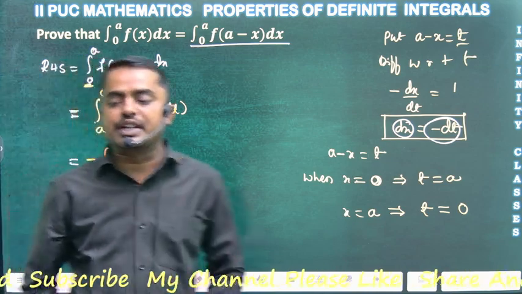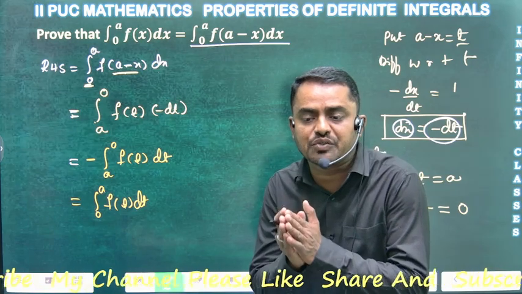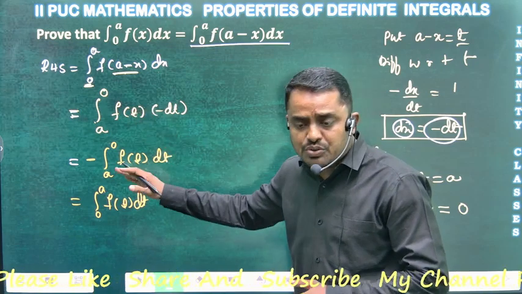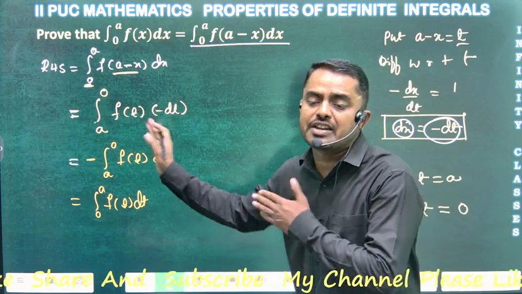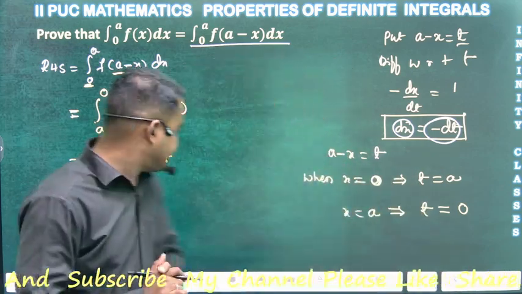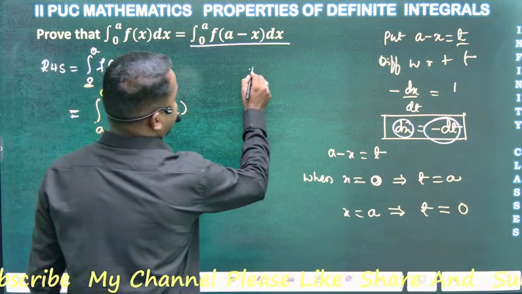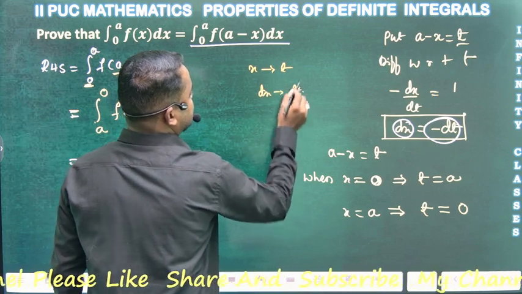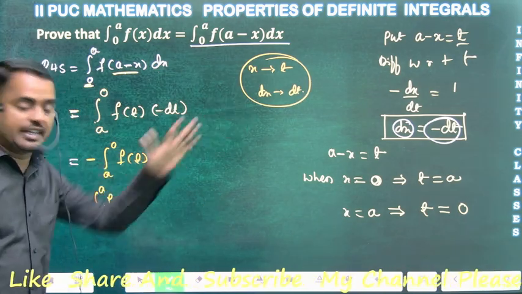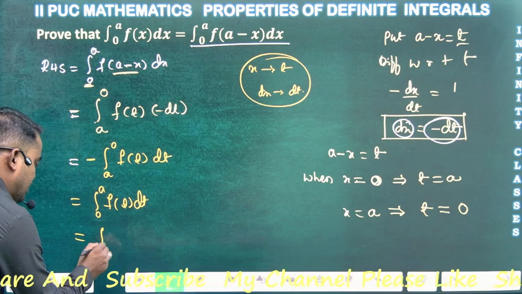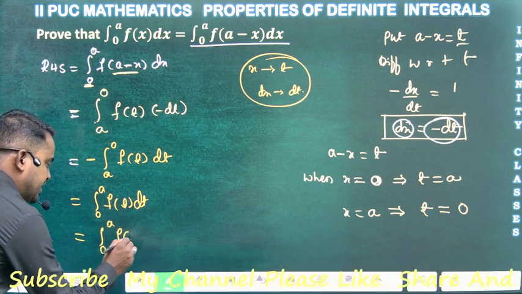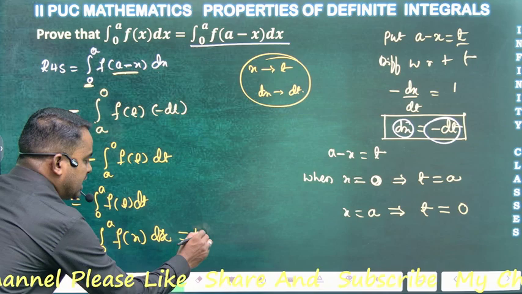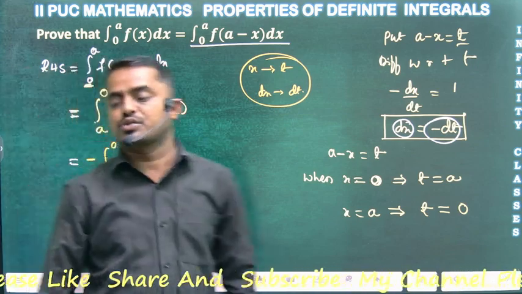By the second property, the change of limit property, if you interchange the limits a to 0 or 0 to a, another minus sign will come, and minus into minus will be plus. Now by the change of variable, the first property, we are changing x to t and dx becomes dt. Don't write this one; I am writing it here for your understanding. Changing t to x and dt to dx, this is equal to the left hand side. So in this way we have to solve the property.